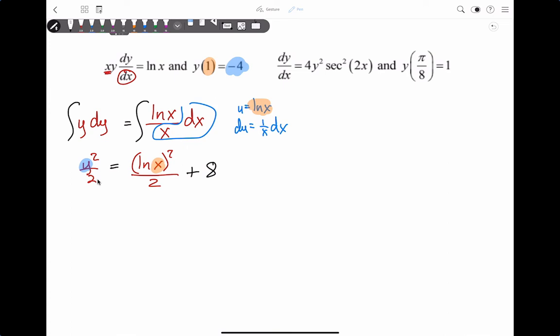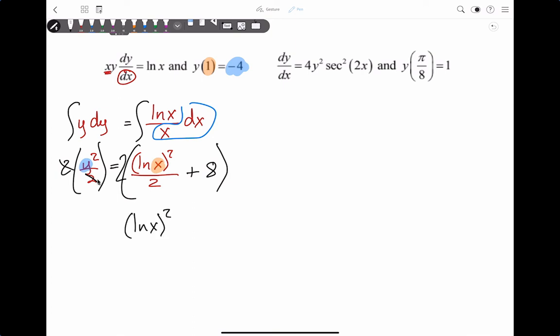But for sake of time and sake of room, I'm just going to go ahead and finish it off from here. My goal is to get y all by itself. So I look at this and I know that I can multiply both sides by 2 to get rid of this denominator. That cancels to a form of 1. And I can multiply this by 2. So that'll cancel and become natural log of x squared plus 16 is equal to y squared.